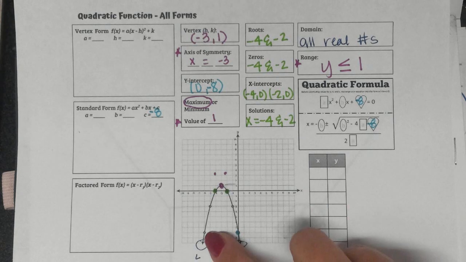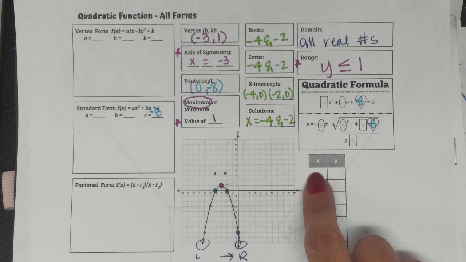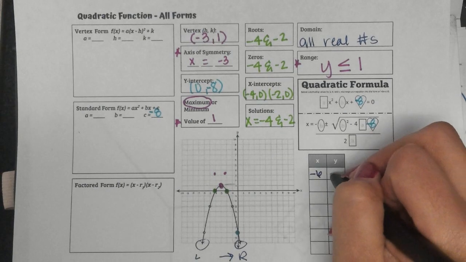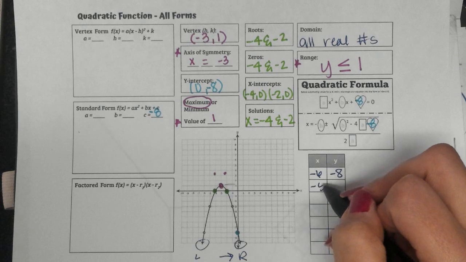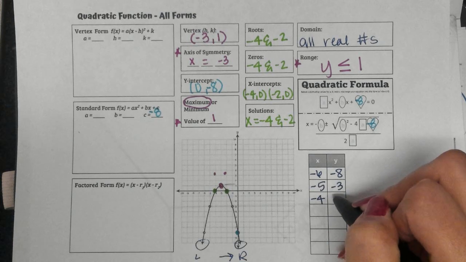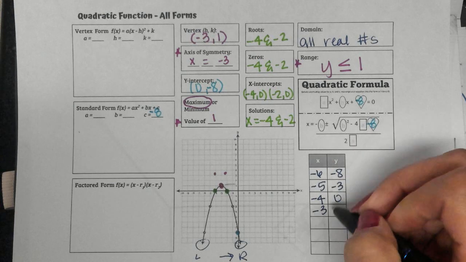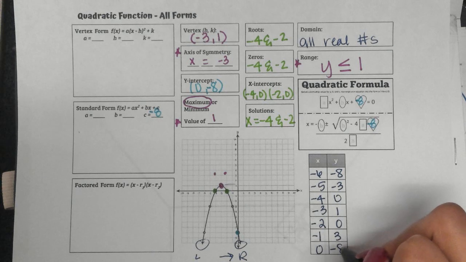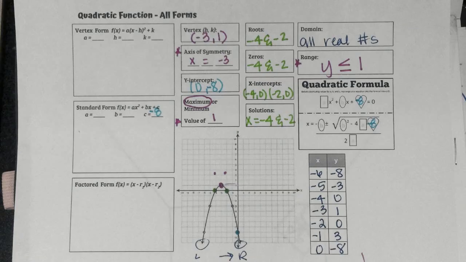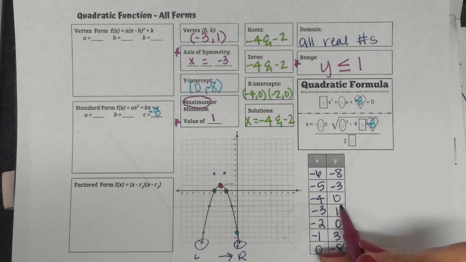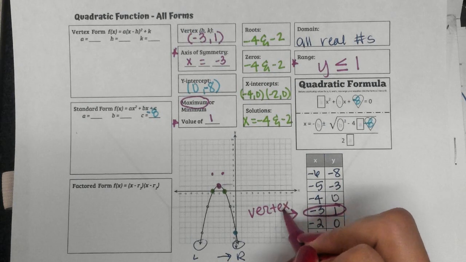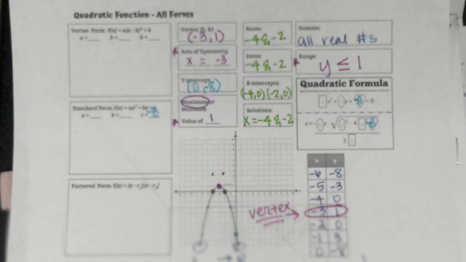For my table, we're given points plotted on the parabola, and you always start with your least to greatest. So least x, furthest left, all the way to your right. So we have -6, -8, -5, -3, -4, 0, -3, 1, -2, 0, -1, 3, and 0, -8. Recall that -3, 1 is my vertex. -3, 1 is your vertex.